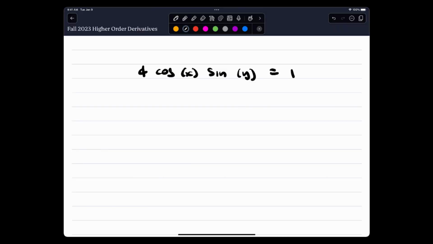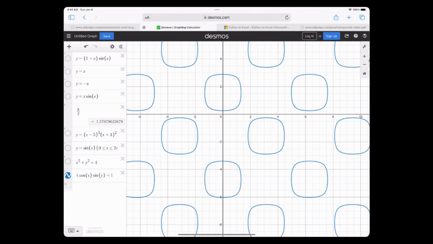Another look, if you guys remember, you have a relation here. And in Desmos, I actually graphed that for you guys yesterday. And let's make sure our audio is on here. Oh, yeah, audio is wrong.